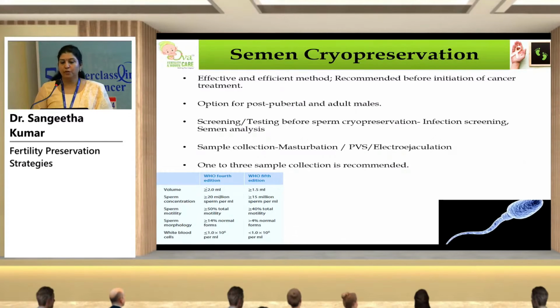Sperm cryopreservation is the most effective and efficient method. This is recommended before initiation of the cancer treatment, especially in post-pubertal and adult males. Before cryopreservation, all men have to undergo infection screening and semen analysis. And usually we recommend 1 to 3 samples with a gap of 3 to 4 days of abstinence.